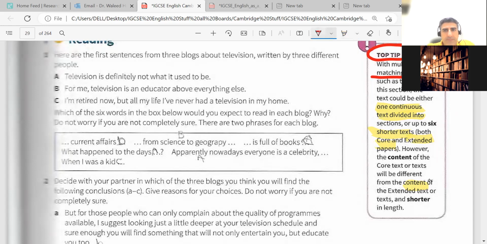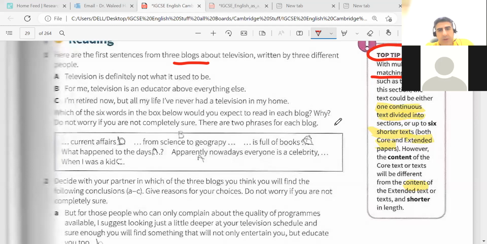What do I mean by blog, Khalid? What does blog mean? Blog is a personal, updated notes. You can use it for sharing your opinion, your thoughts about your personal experience, maybe current affairs. So we call it blogs. Here, as you see, you have 3 blogs about television. So here we have 3 different people talking about their attitudes towards television or their television experiences. So A, B, and C, right?